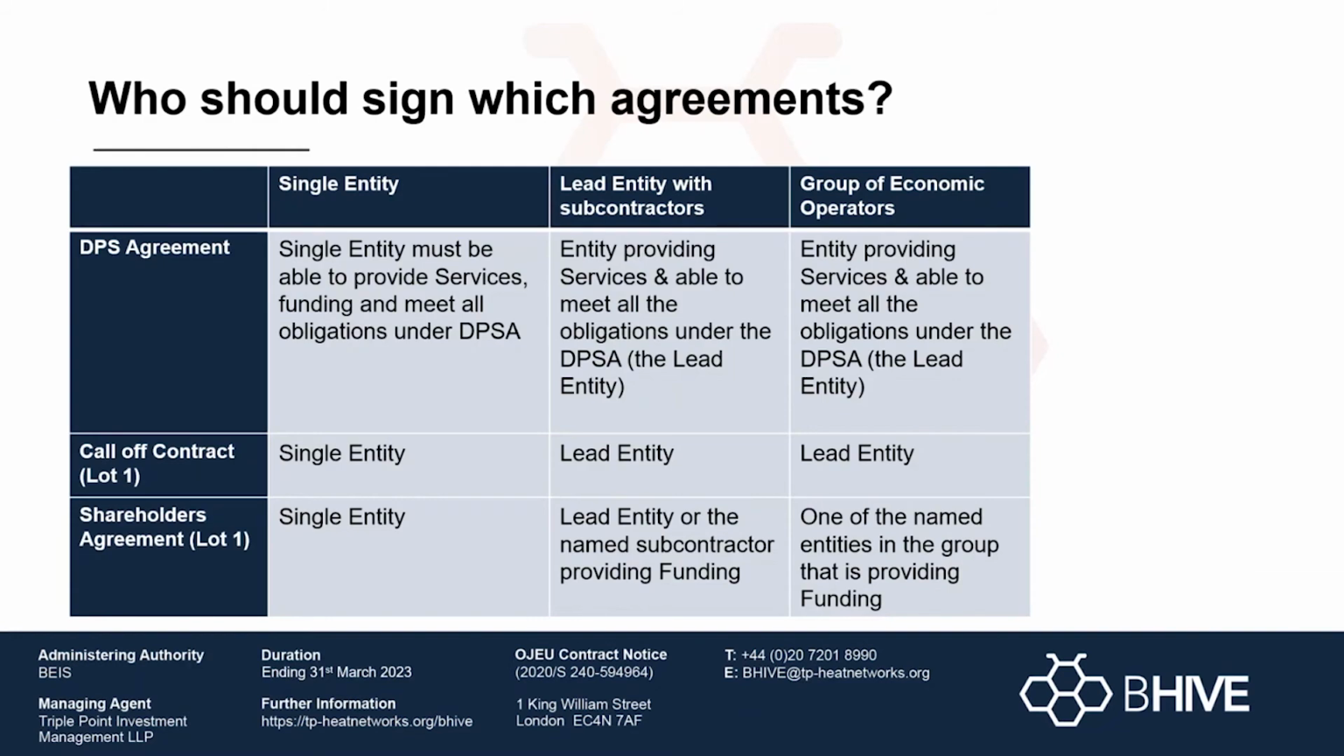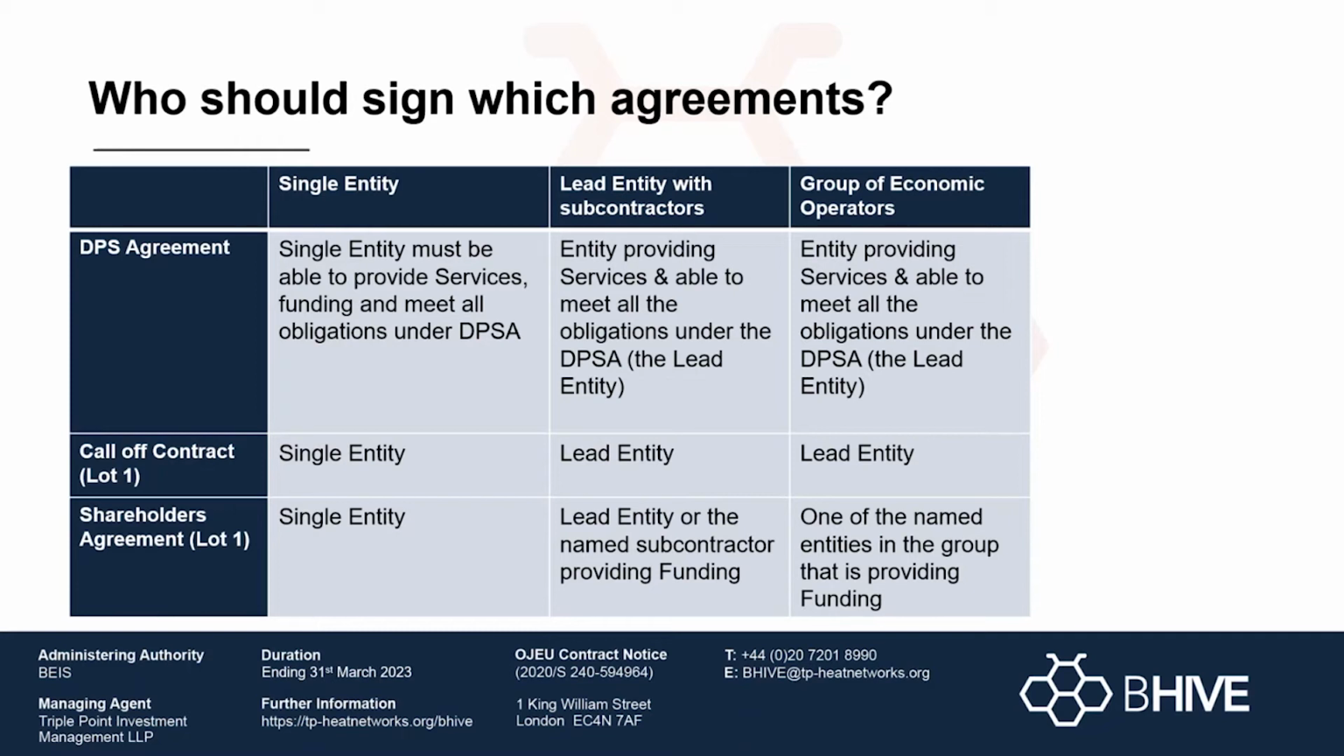So before starting the SQ, the key area that you need to think about is who is going to sign which agreements. The key one being the DPS agreement, and depending on how you will be approaching the BHIVE DPS, whether you're going to be a single entity, a lead entity with subcontractors, or a group of economic operators, this will depend on who should be the lead entity and who will be signing that DPS agreement.